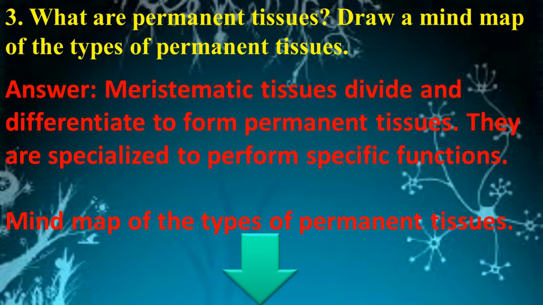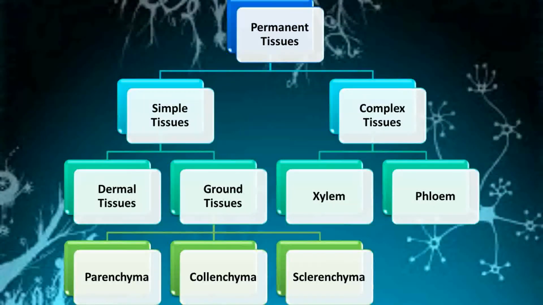Mind map of the types of permanent tissues. Permanent tissue is divided into two types: simple tissues, complex tissues. Simple tissues are further divided into two types: dermal tissues, ground tissues. Complex tissues are also divided into two types: xylem and phloem. The ground tissue of simple tissues are further divided into three: parenchyma, collenchyma, sclerenchyma.